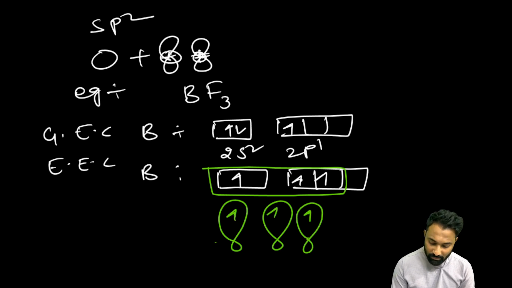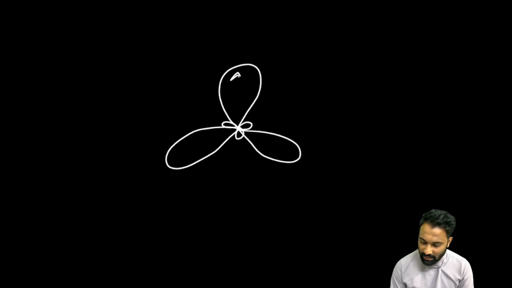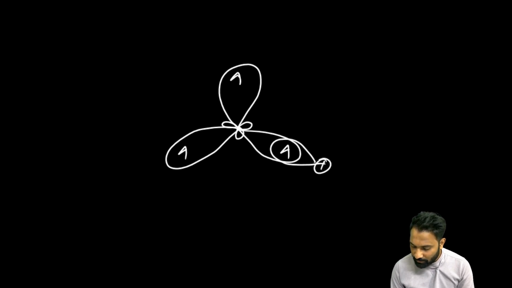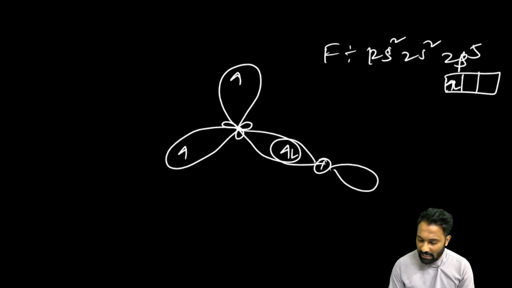Now these three new hybridized orbitals should arrange themselves in such a way that they are free from repulsion. They have arranged themselves at the bond angle of 120 degrees, and they are free from repulsion. Then each fluorine will have 1 electron in the p orbital, 1s2 2s2 2p5, one orbital having the unpaired electron. This p orbital will overlap with the sp2 hybridized orbital.